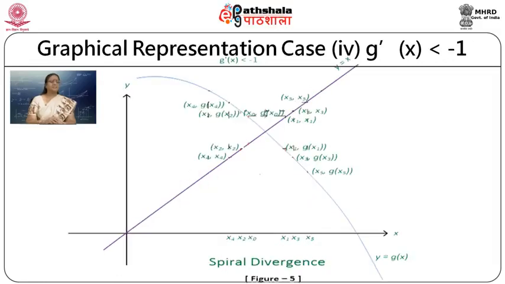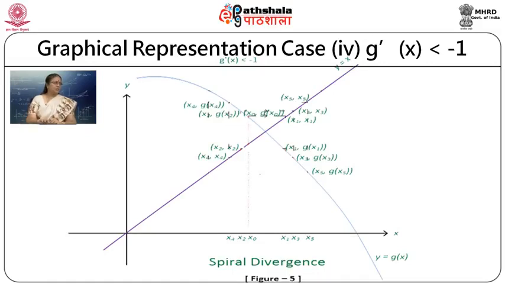And the last case, let us take when the derivative g dash x is less than minus 1. So, numerically it is greater than 1, but the g dash x is negative. And so, you can look at the curve we have plotted, y equal to g x, where the derivative is less than minus 1, numerically greater than 1.